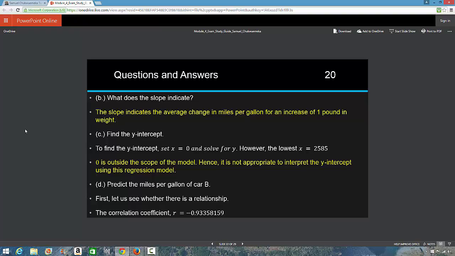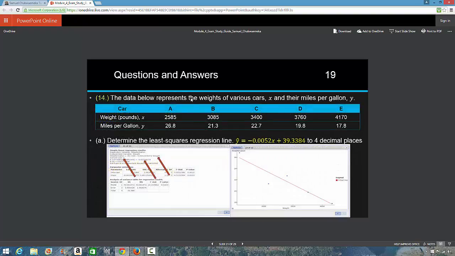Find the y-intercept. To find the y-intercept, you set x to be 0 and solve for y. So let us see whether it is reasonable with this model to find the y-intercept. What is the lowest x that we have? The lowest weight that we have is 2585. So 0 is less than that. 0 is outside the scope of the model, and because of that, it is inappropriate to use this model to find the y-intercept.